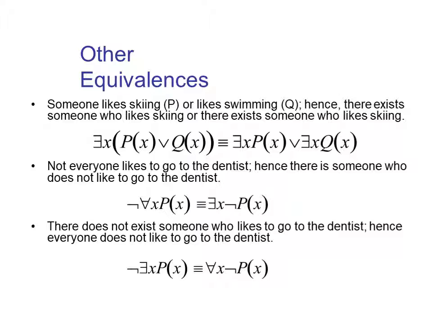Negation of for all x, P of x is equivalent to there exists x, negation of P of x. Also, the reverse expression is negation of there exists x, P of x equals for all x, negation of P of x. Just analyze the statement and then move on to the equation.